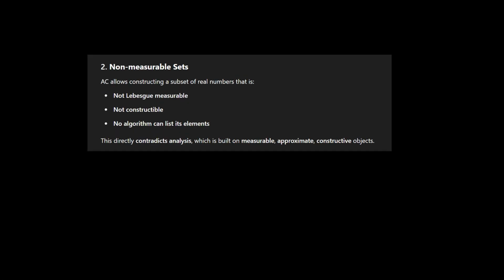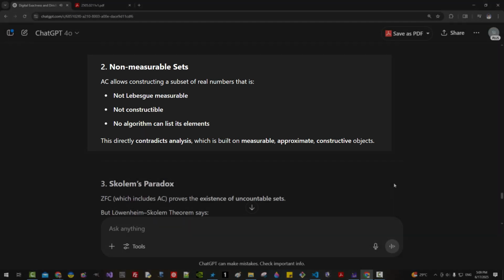2. Non-measurable sets. AC allows constructing a subset of real numbers that is not Lebesgue measurable, not constructible. No algorithm can list its elements. This directly contradicts analysis, which is built on measurable, approximate, constructive objects.